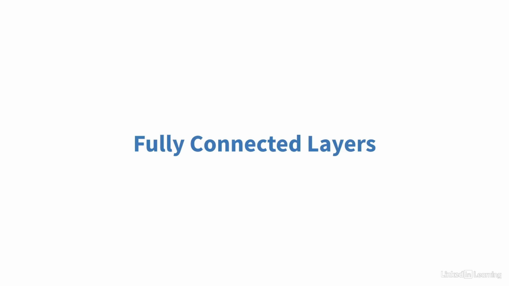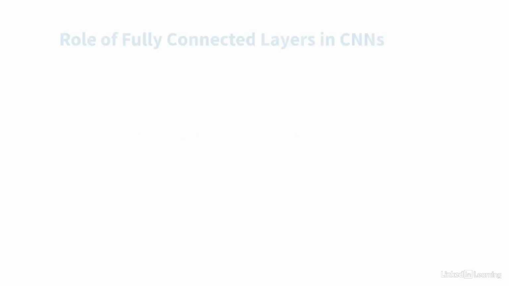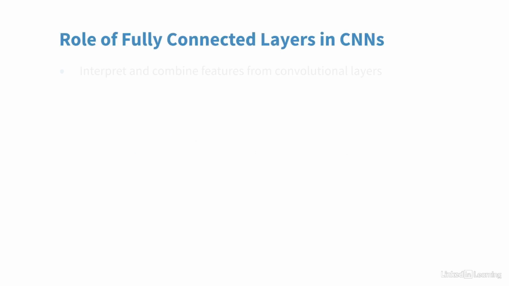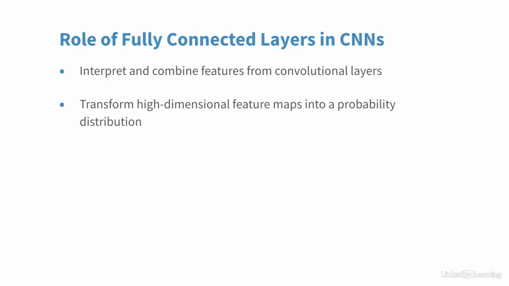Fully connected layers enable the network to map the high-level abstract representations of the input data, which were extracted by the previous layers, to the desired output, which in the case of image classification is the classification label. When it comes to generating the final output, the fully connected layers are critical for interpreting and combining the features learned by the earlier layers. In image classification, these help transform the high-dimensional feature maps into a probability distribution over the target classes.